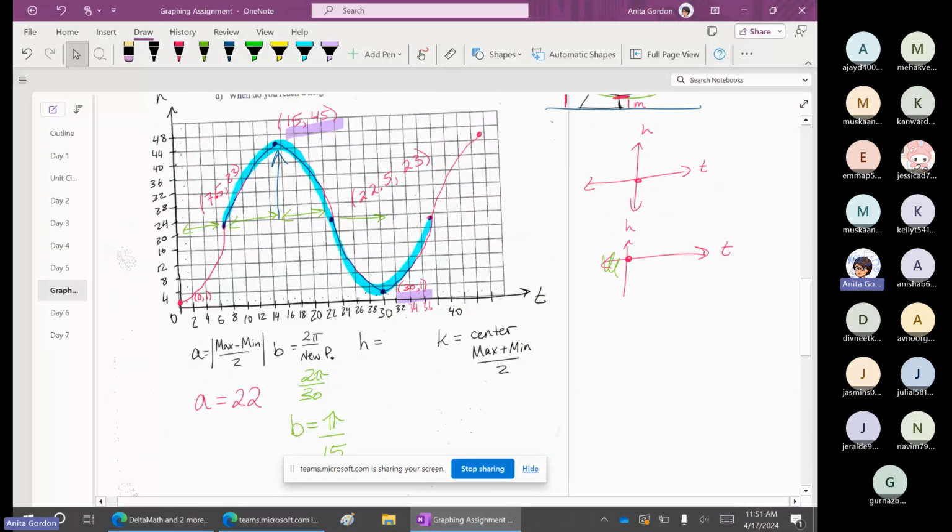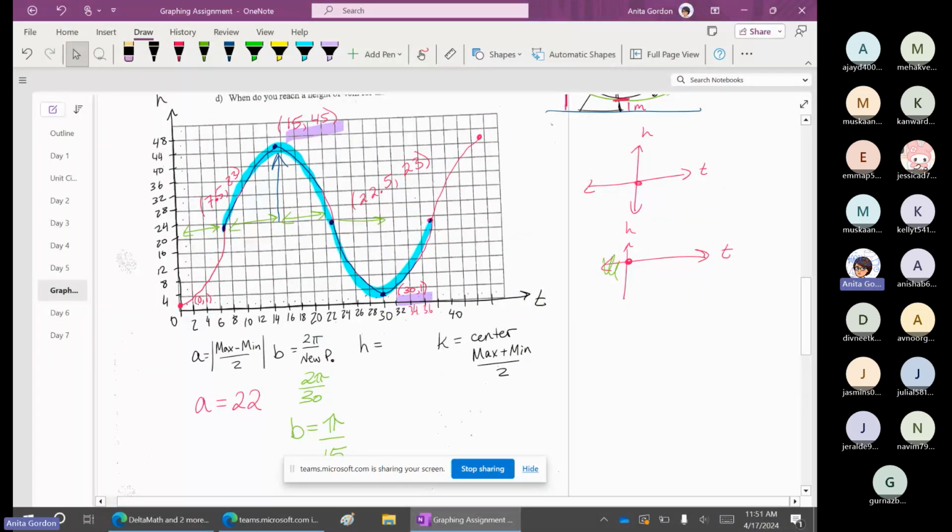The H value is the starting point of our sine wave. Where does it start? It starts 7.5 seconds into the rotation. And because the graph is shifted to the right, my H value is going to be positive 7.5. But when I put it into the equation, it's minus H, right? So it's going to be minus 7.5.